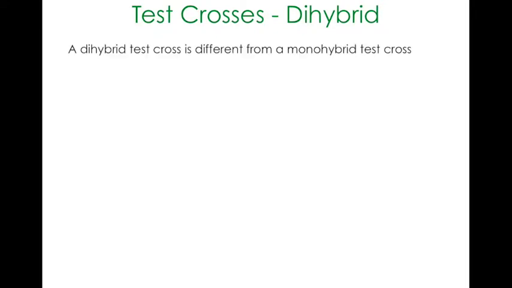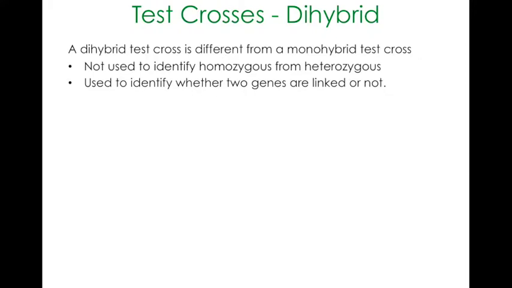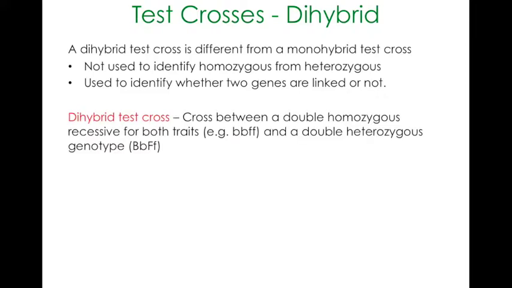Okay, we're going to take a look at test crosses for dihybrids now, which are a little bit different from monohybrids. Okay, so in monohybrid, we were using it to identify whether an individual is homozygous or heterozygous. However, in dihybrid crosses, we are using it to determine whether the genes are linked or not, and how closely linked these genes actually are. So a dihybrid test cross is a test cross where you mix a double homozygous recessive for both traits. Yeah, now that's a bit of a mouthful, but basically it means all lowercase letters, okay? And a double heterozygous genotype, which is the perfect mixture of all combination of capitals and lower cases.